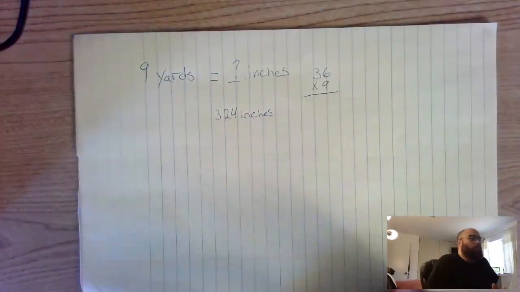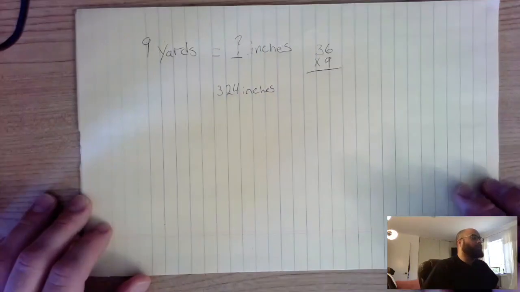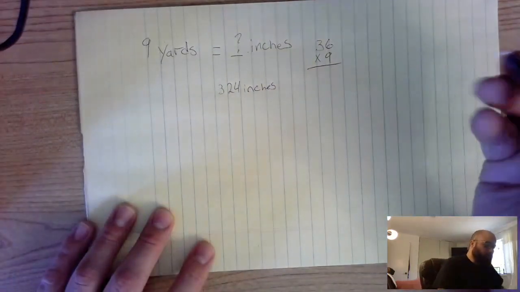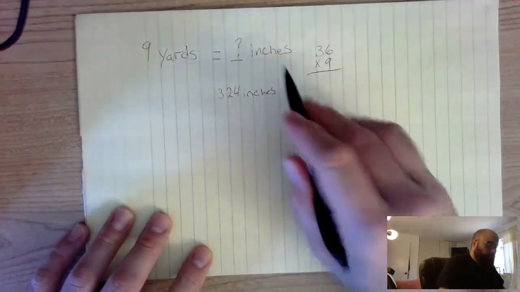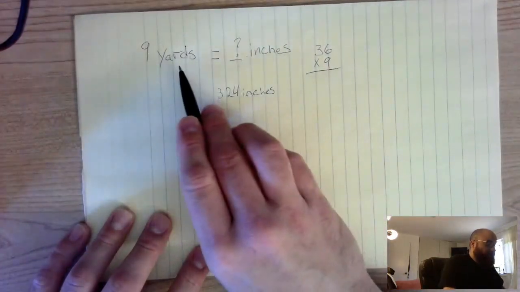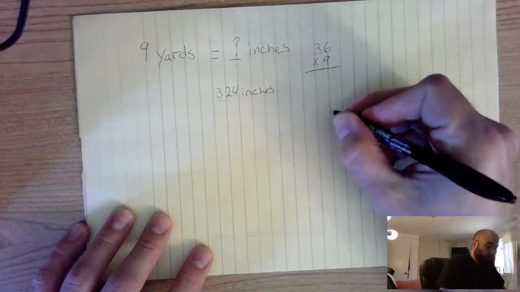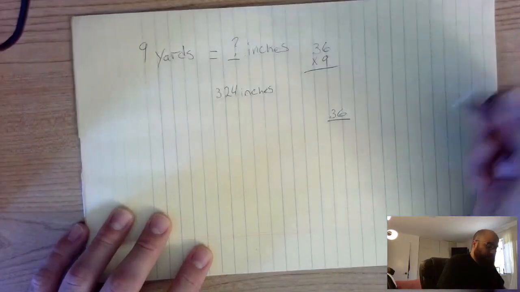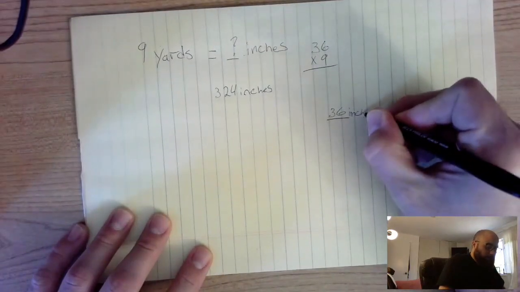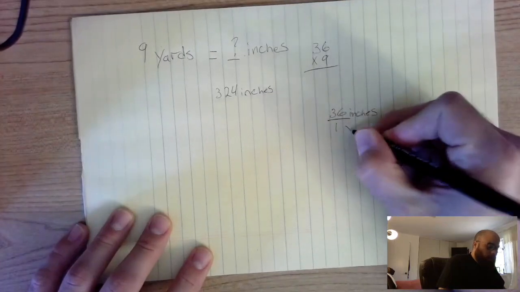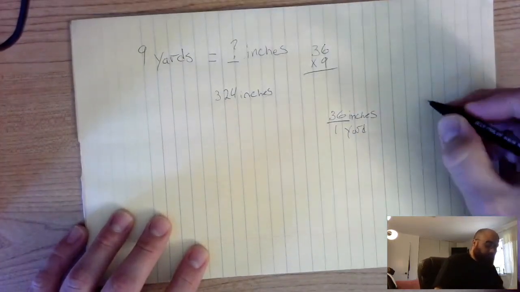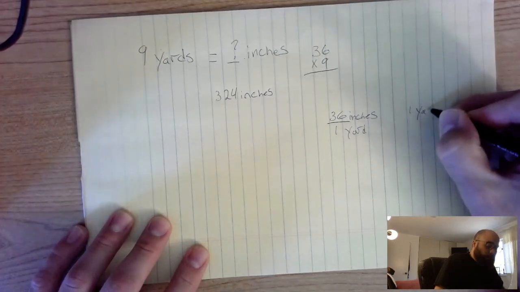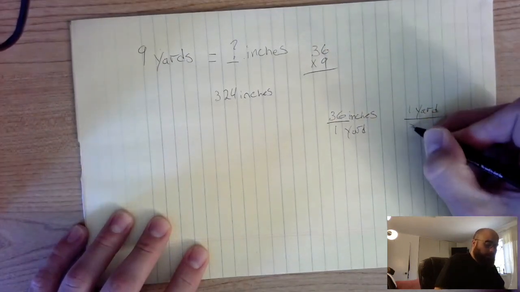But the book represents another way to do it, and that is using a conversion rate. So a conversion rate is just another type of rate, and you're going to use the same information you did, that there are 36 inches in a yard. So you would write 36 inches in 1 yard. Now, technically, this is also a conversion rate: 1 yard to 36 inches.